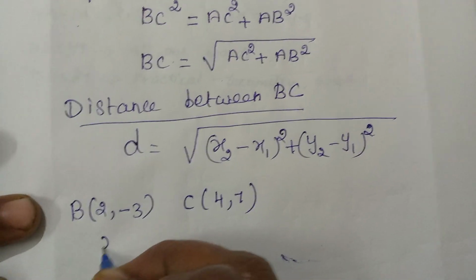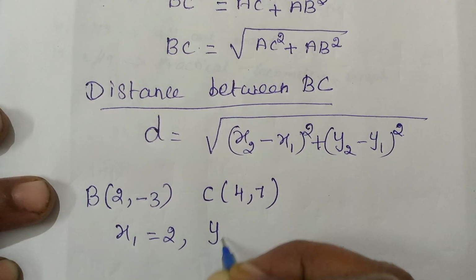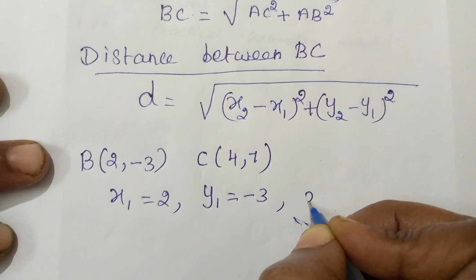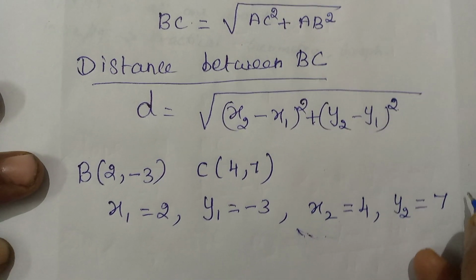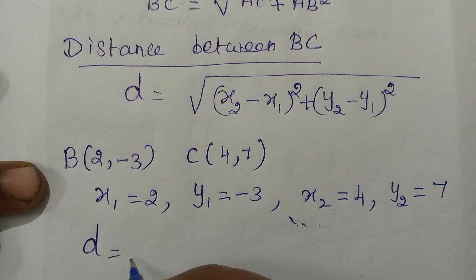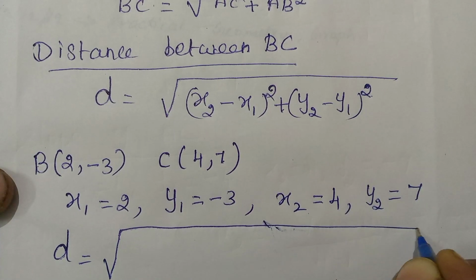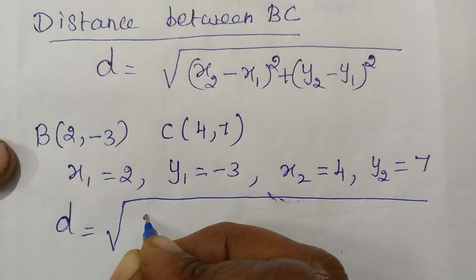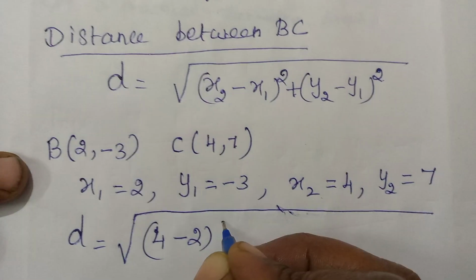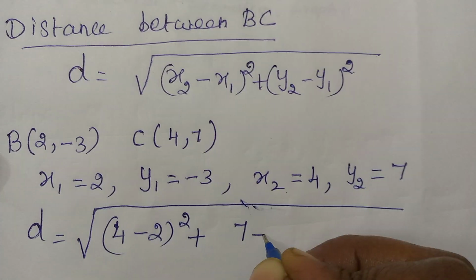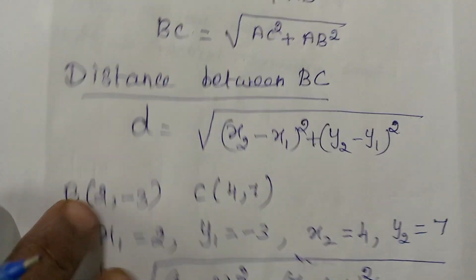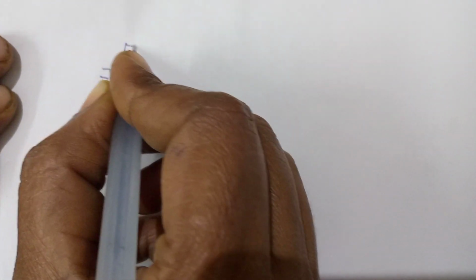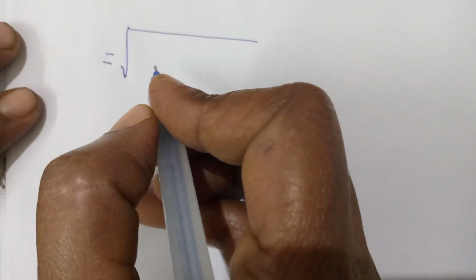That is here x1 equal to 2 and y1 is equal to minus 3. x2 is equal to 4, y2 is equal to 7. D is equal to square root of x2 minus x1 the whole square, that is 4 minus 2 the whole square plus y2, that is 7 minus 3 the whole square. That is equal to square root of 4 minus 2 we have 2, is it?